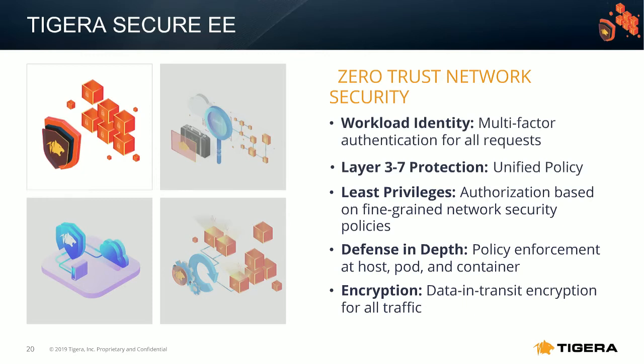The second aspect is, as you're defining your network policy rules, you define them in a unified policy language, in a unified policy model where you have layer 3 to layer 7 rules identified in the same policy. The third aspect is you are deploying your workloads in a least privileged model. Fundamentally, you're defining authorization rules, whitelisting only the traffic that you intend to for that particular microservice.